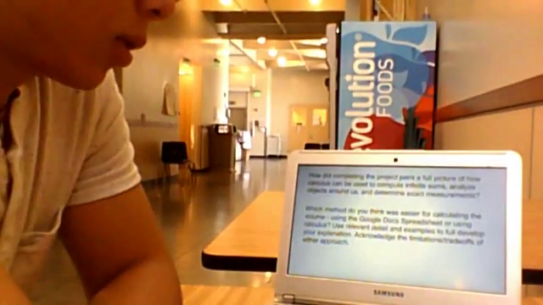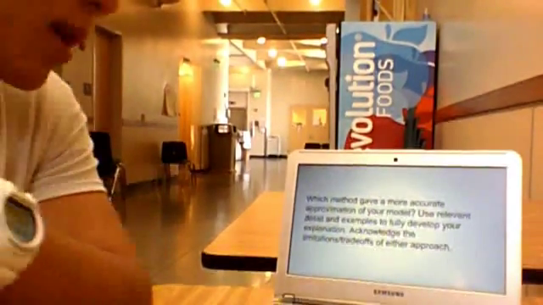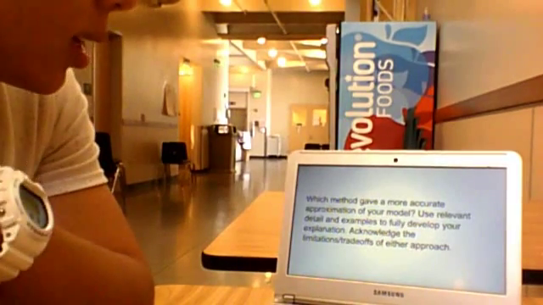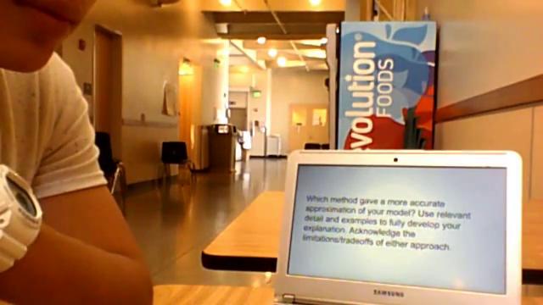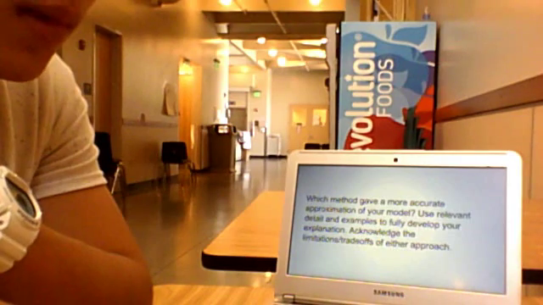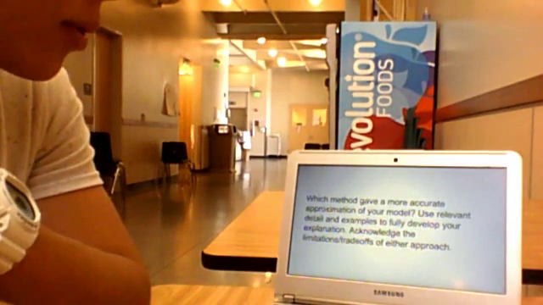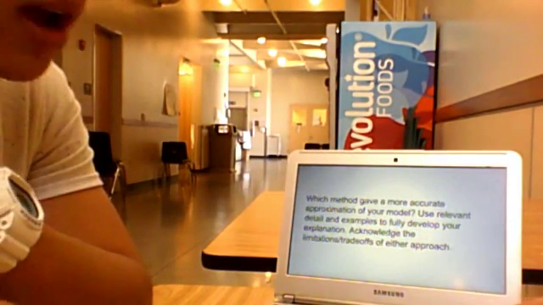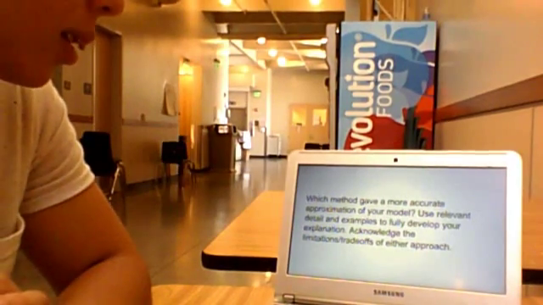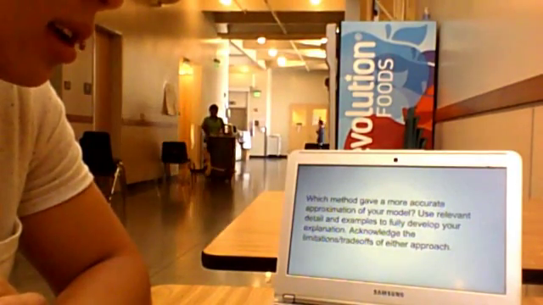Whereas calculus is more accurate and you can use calculus anywhere without a spreadsheet or computer. So which method gave a more accurate approximation of the model? Which one is more accurate? So the calculus was much more accurate than the spreadsheet.